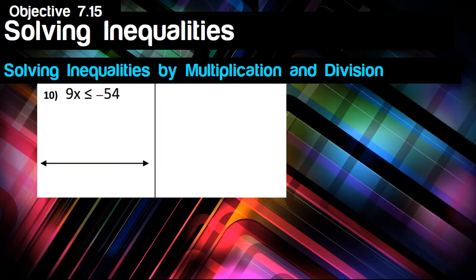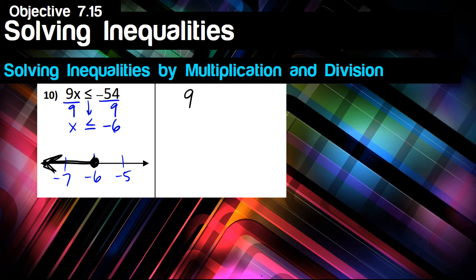So let's do a positive example here. We have 9x is less than or equal to negative 54. To get x by itself, we're going to divide both sides by positive 9. So we're left with x is, and we bring down our sign, less than or equal to negative 6. Let's go ahead and graph that on our number line. We know we have a closed circle on negative 6. And since this is less than or equal to, it's going to the left.